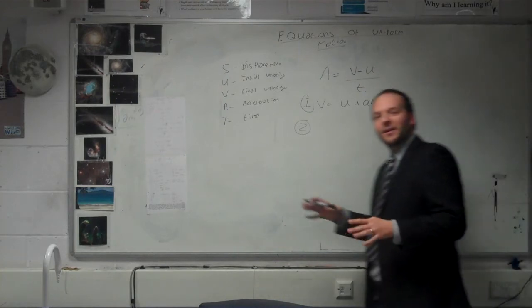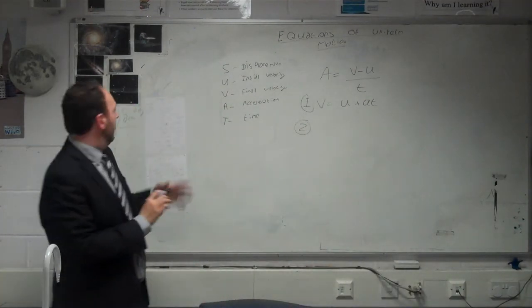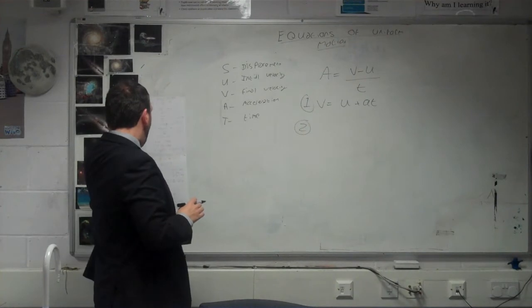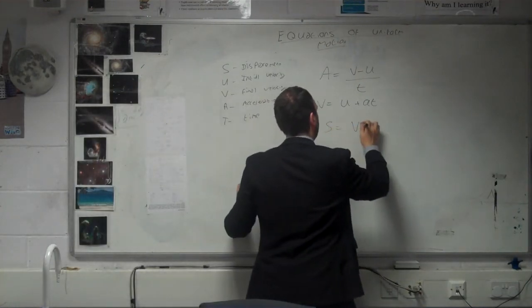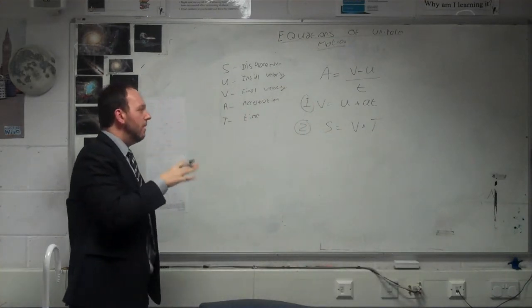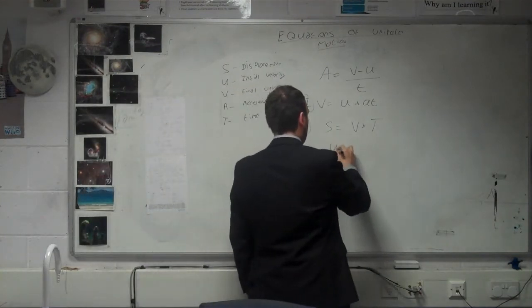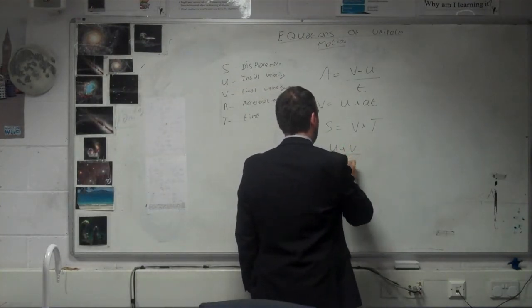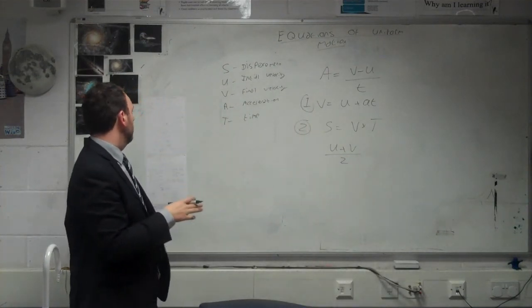So, our second equation is a rearrangement of S equals V times T. So S is displacement, V is velocity, and T is time. Now acceleration is uniform, so our average velocity is going to be U plus V over 2. That's going to give us an average velocity.